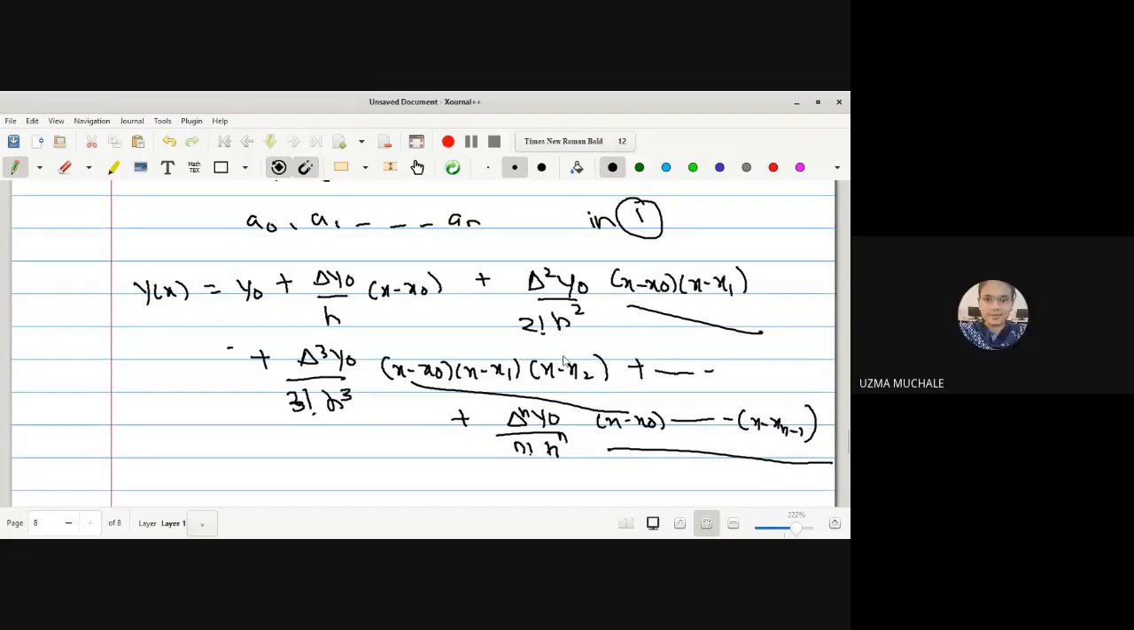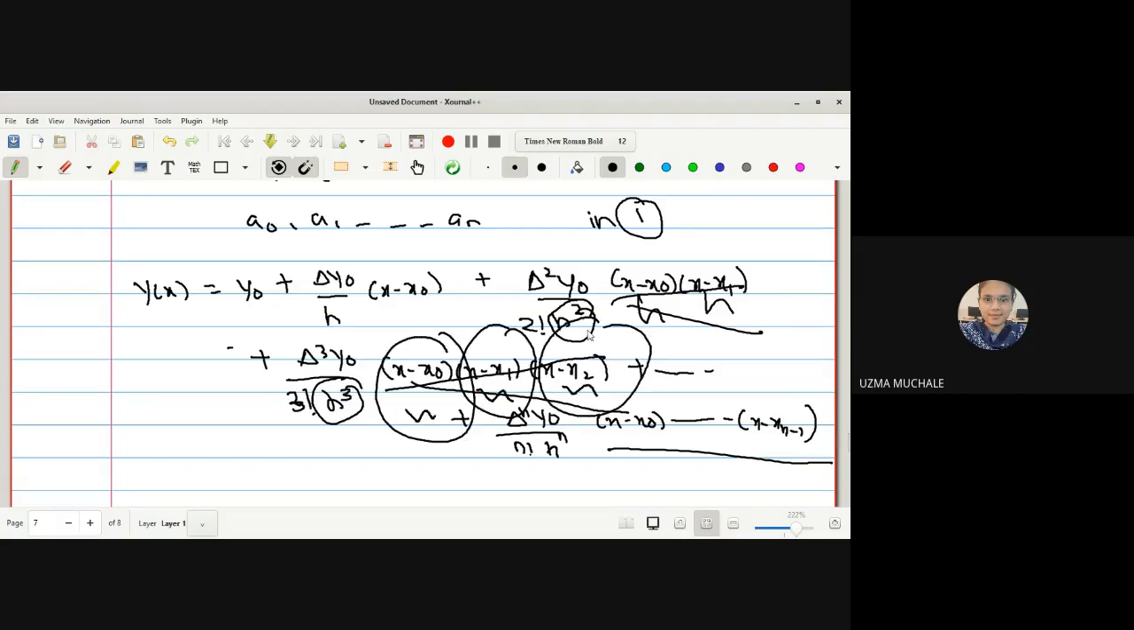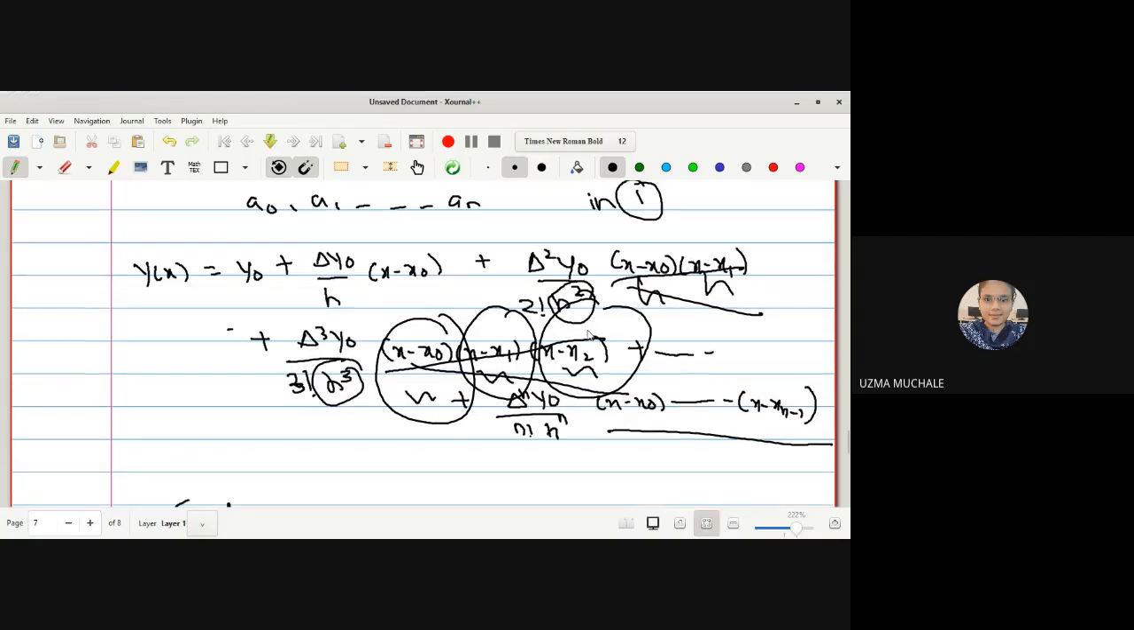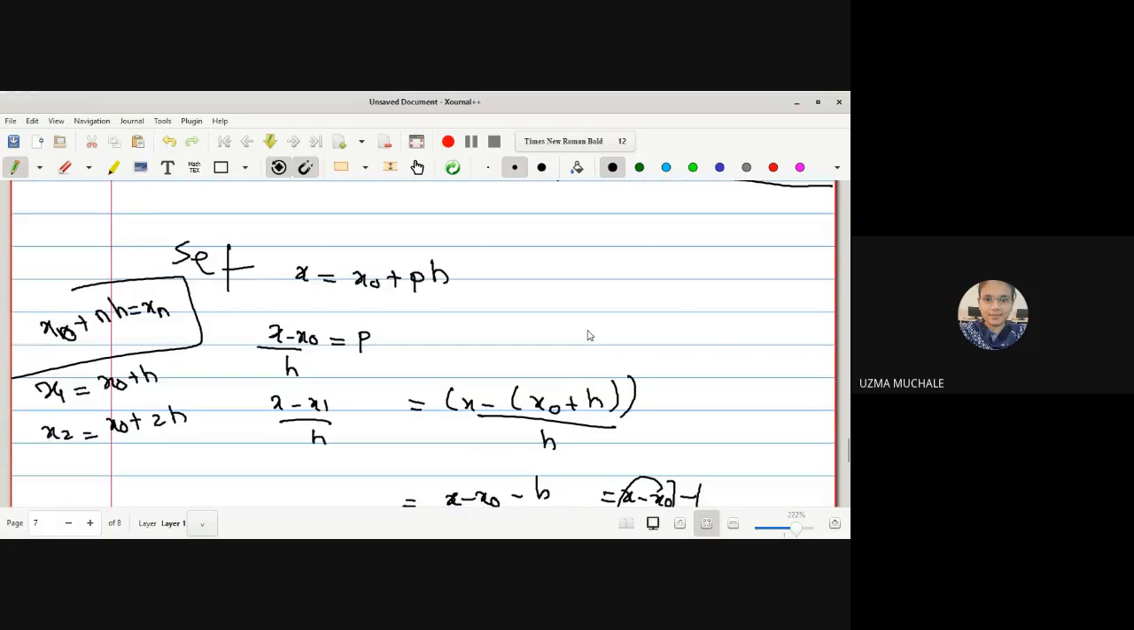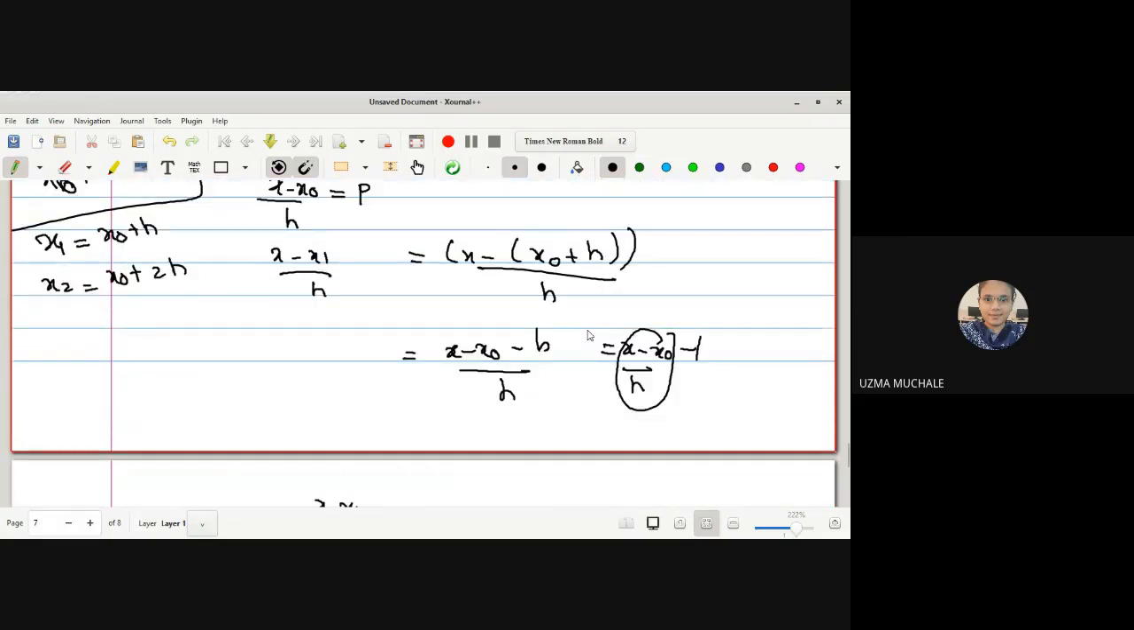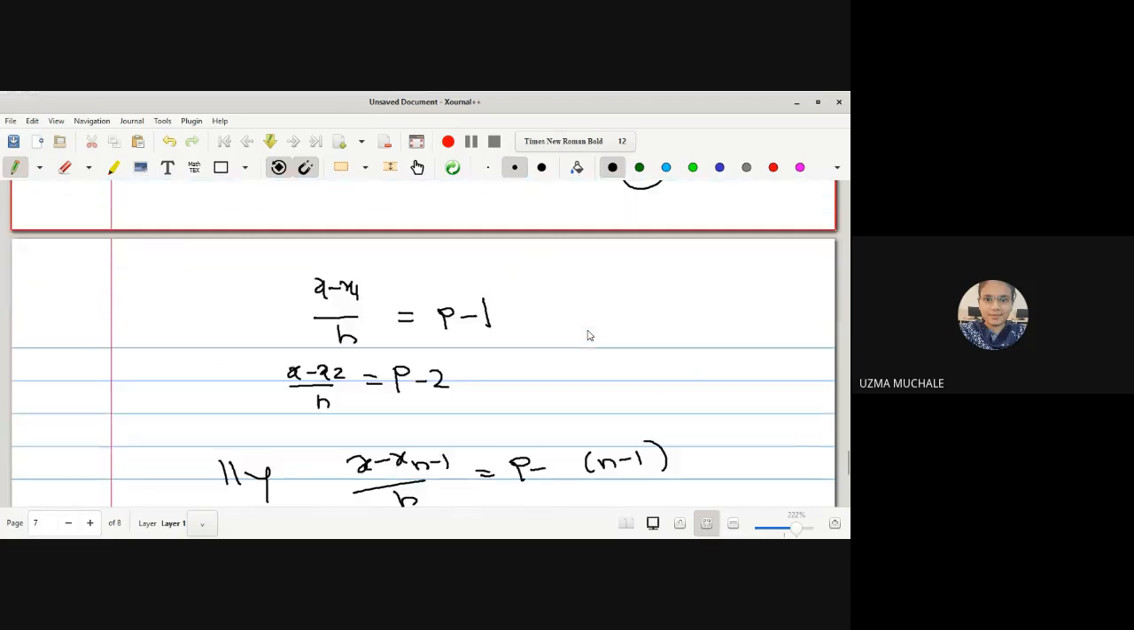Simply we have to find out the relation of this. This is x minus x naught into x minus x1. This h square we have to divide here. How can we write h square? h into h. Here also this h cube I have to write as h. I am finding the relation of these: x minus x2 divided by h, x minus x1 divided by h, x minus x naught divided by h. Simply we have adjusted and we have found the relation.